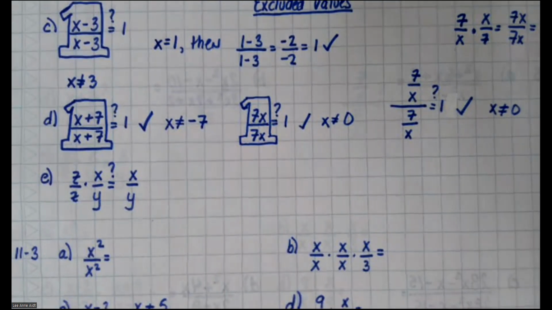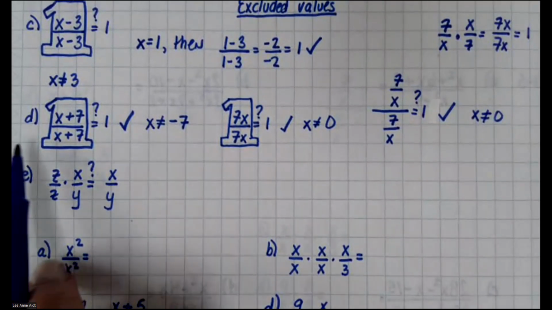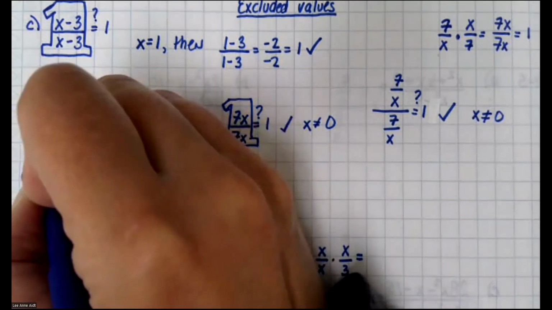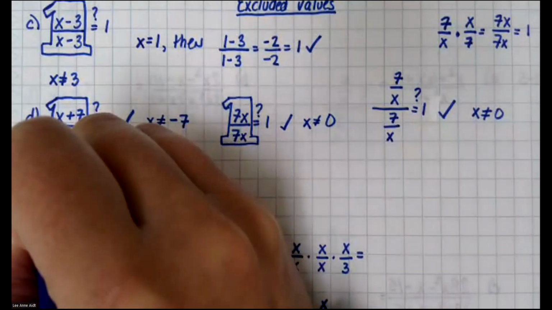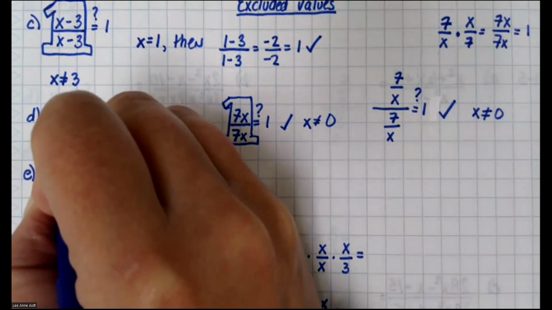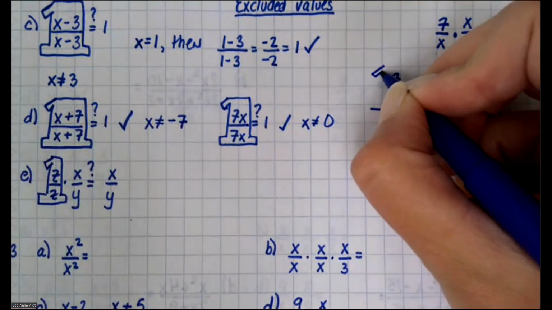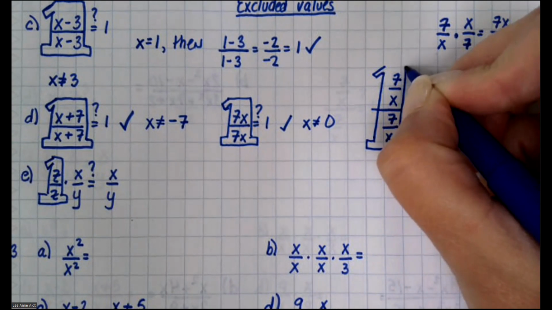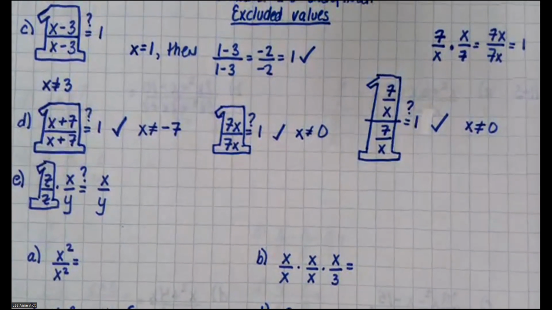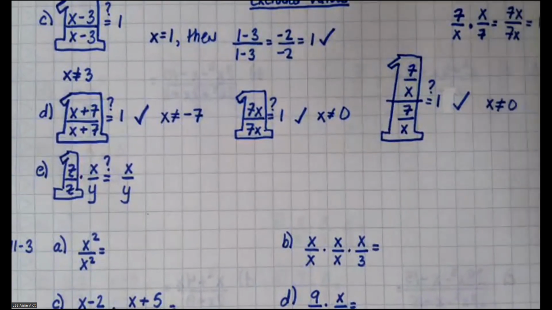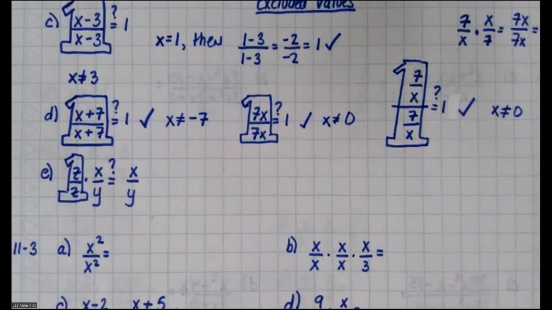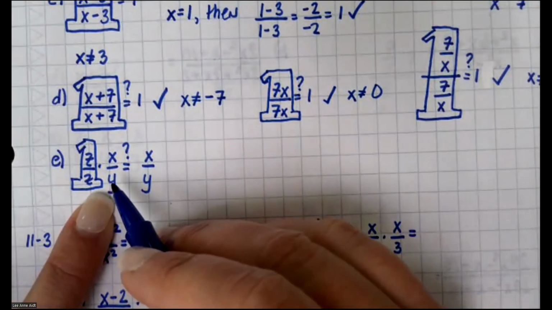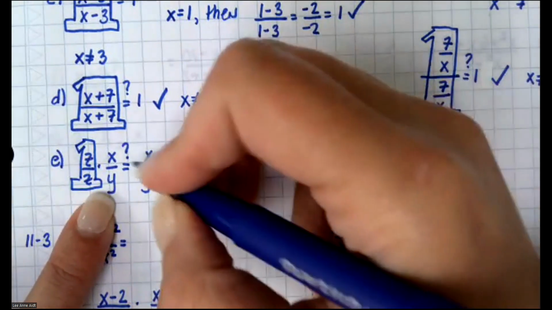E. Z over Z. What's Z over Z? Oh, I didn't draw the giant 1 over the... oh, goodness. Oh, hey, it could be worse. Okay, now this is 1. So 1 times anything is itself, right? Okay, so this is a true statement.